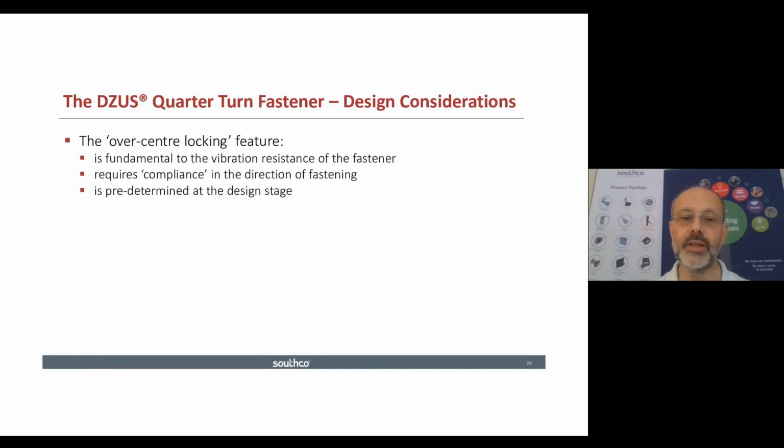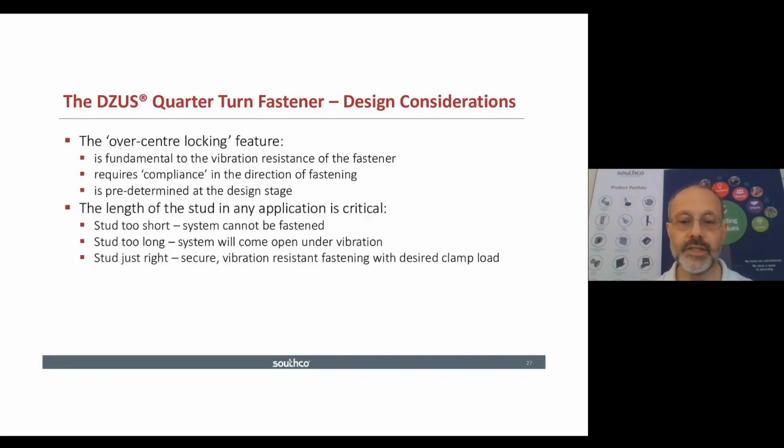And most importantly, this is predetermined at the design stage. Often with a threaded fastener it can be designed in, but the specification, the length of the screw, for example, may not be defined until you get to the end when you've looked at all of the screws you have in your application. This really needs to be thought about in the design stage.